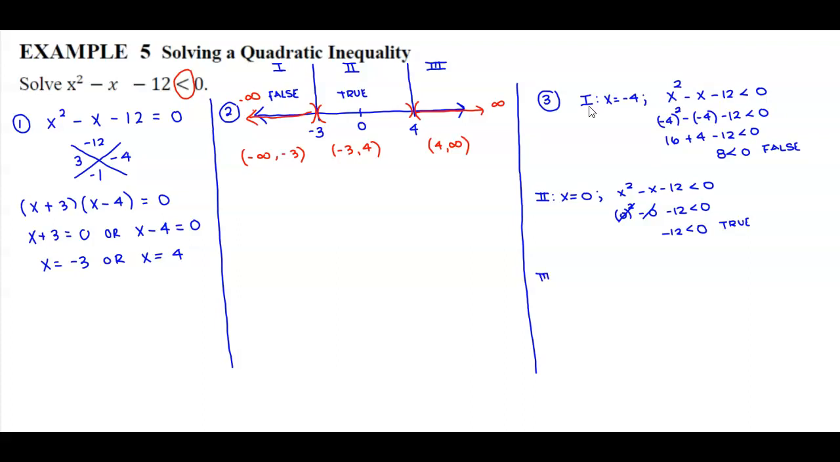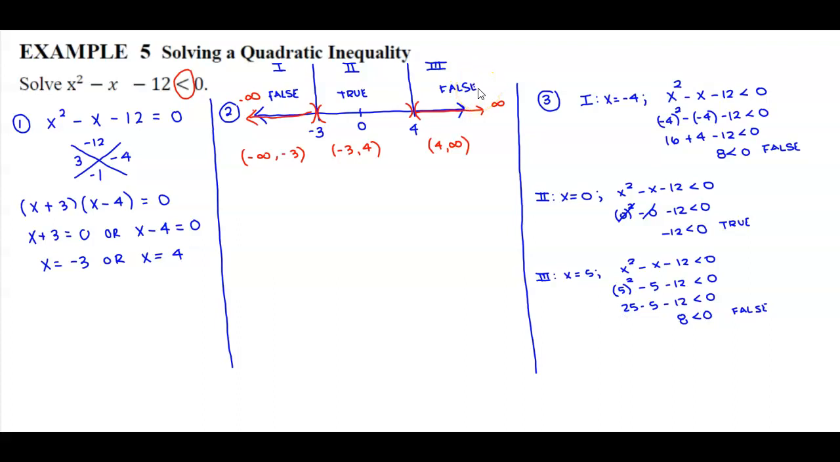And for region number 3, we're going to pick a value greater than 4, so we'll choose 5. Again we use the inequality x squared minus x minus 12 less than 0. So we plug that in: 5 squared minus 5 minus 12. 5 squared is 25, minus 5 is 20, and 20 minus 12 is 8. Is 8 less than 0? That's false.